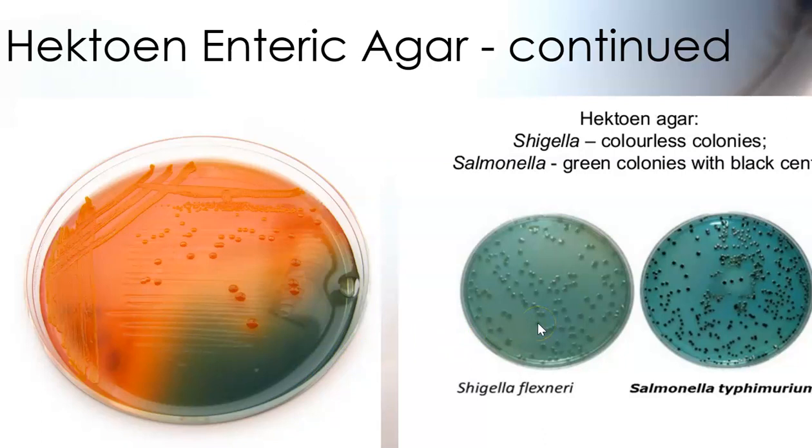Shigella and Salmonella are part of the reason why we have Hektoen enteric, because they are non-lactose fermenters, and Salmonella will produce a black center in the colony, or a black colony, because they produce H2S. So some of you guys saw Salmonella on your TSIs, right? And they were black, black, black, black.